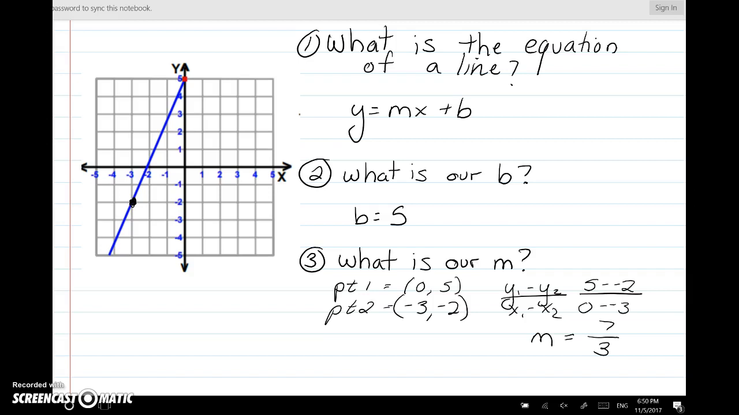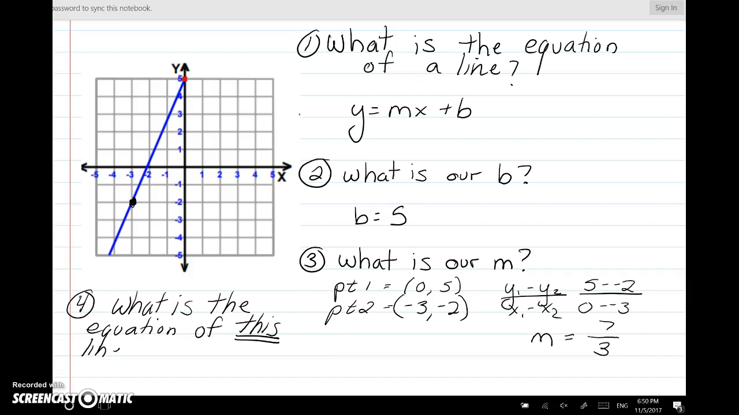And finally, our last question for you, question 4, is what is the equation of this line, the one that's in the graph? Remember, question 1 is any line. Question 4 is of this line. The answer is going to be y equals 7/3 x plus 5.